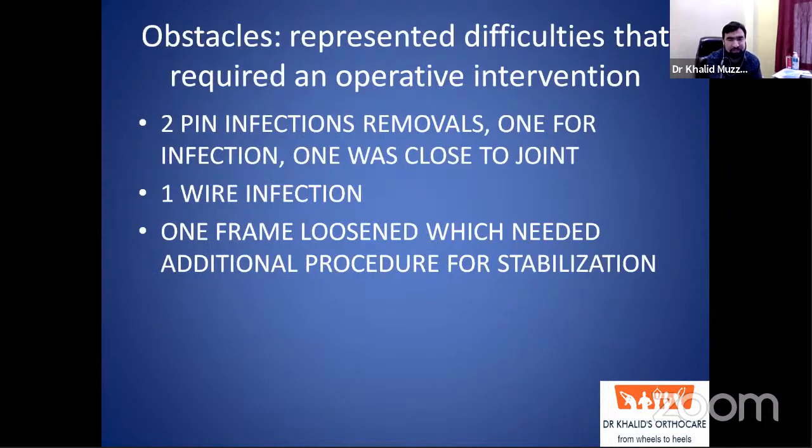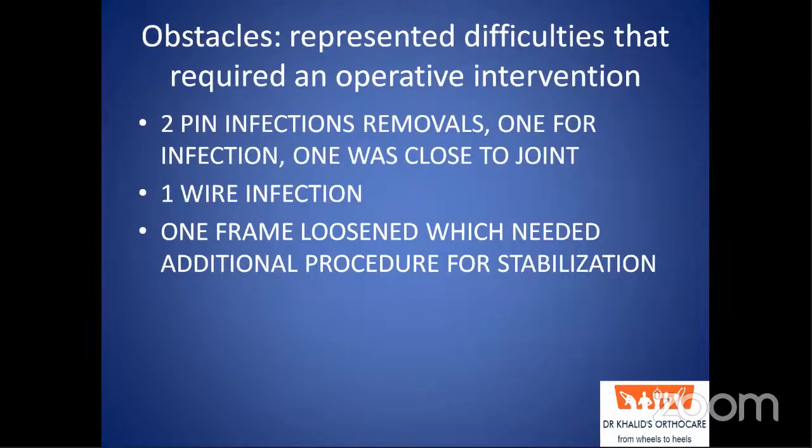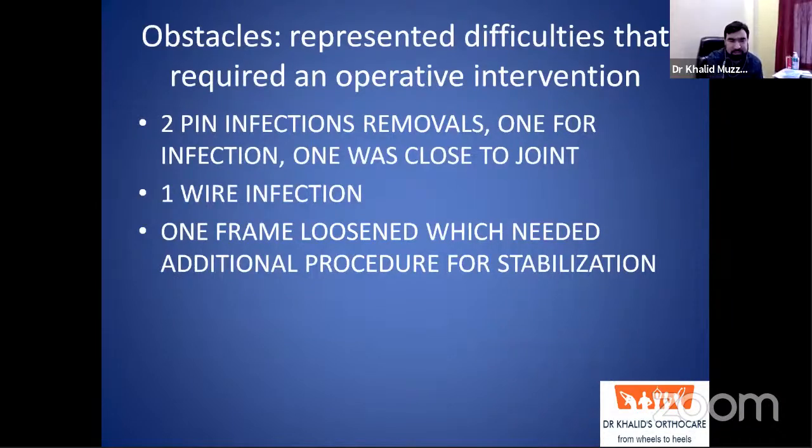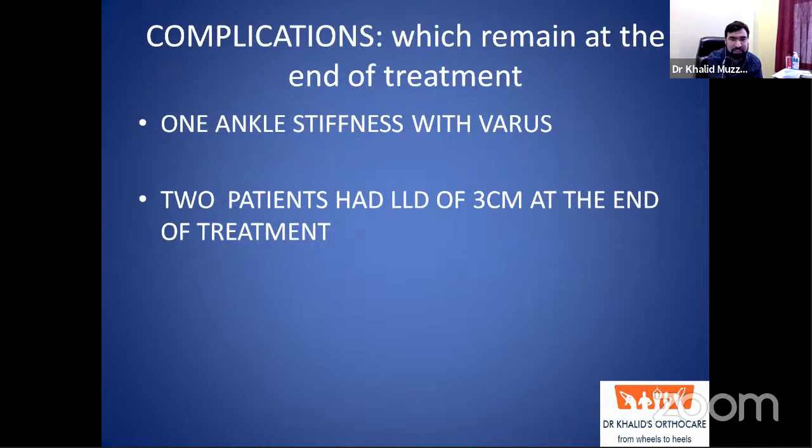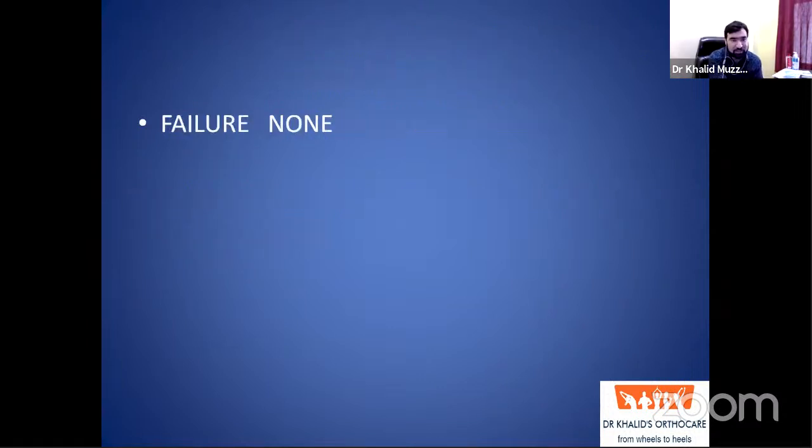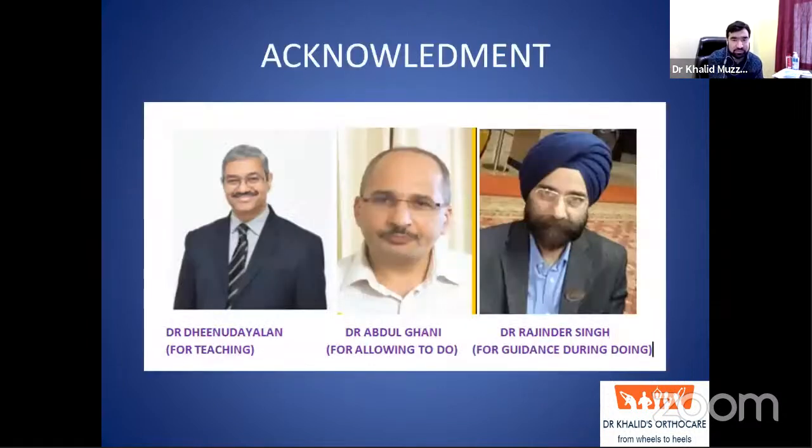Obstacles, we had 2 pin infections which needed removal and change. One frame loosened which needed stabilization. Complications, 1 ankle stiffness with varus, 2 patients had limb length discrepancy of 3 cm. We can correct that, but patients are not willing to get corrected. We had no failures.